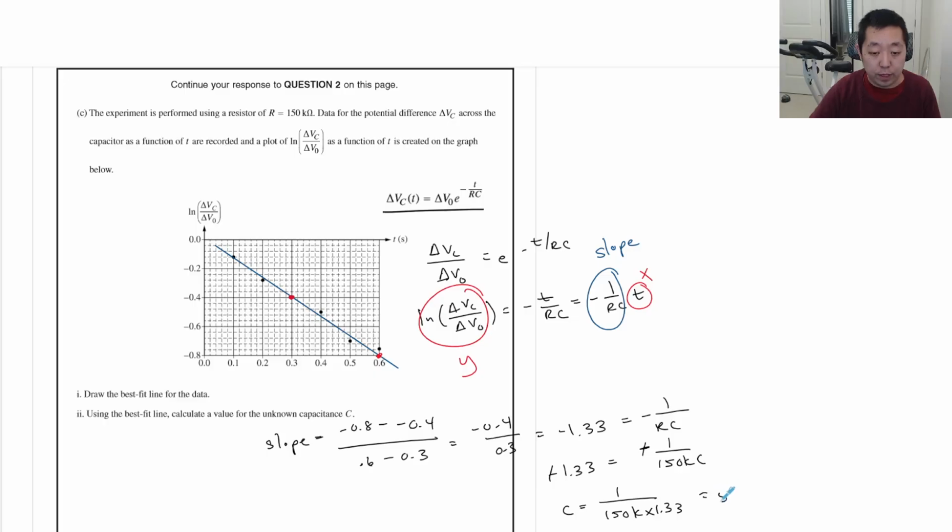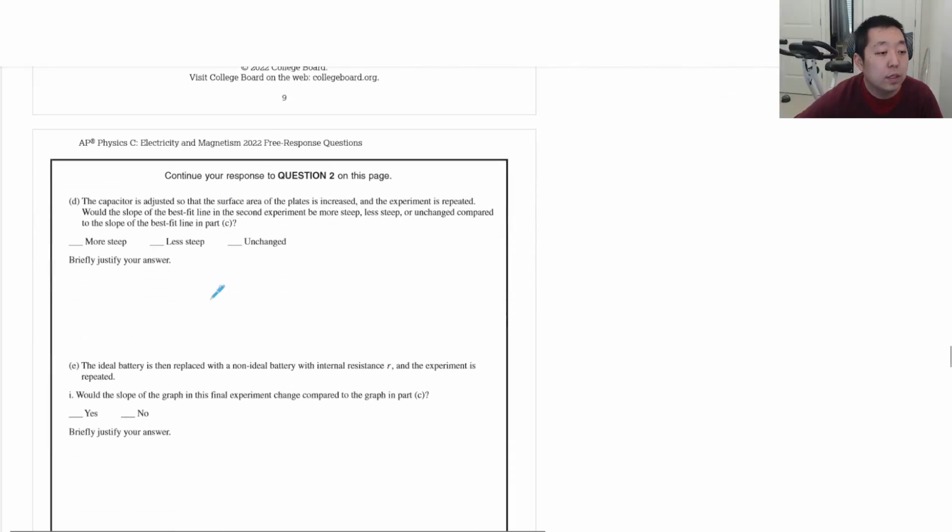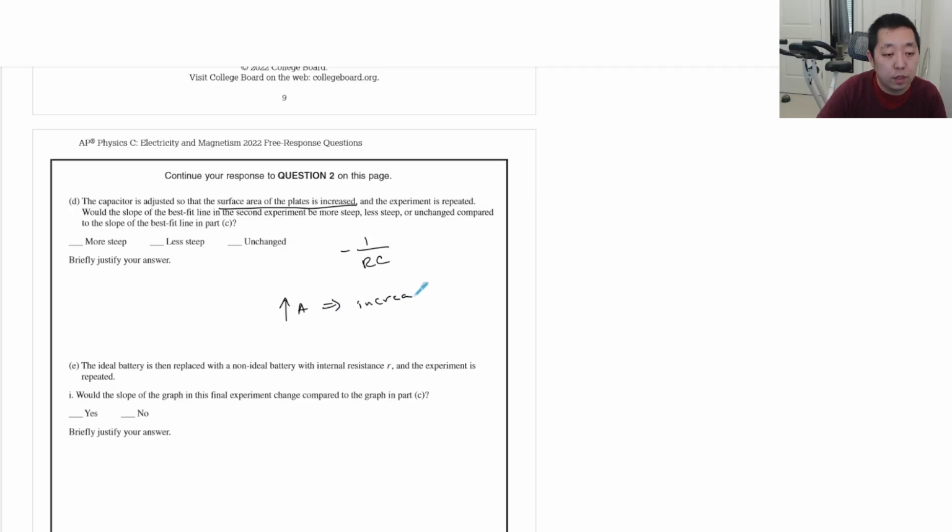That's about 5 microfarads, or 5 times 10 to the minus 6 farads. The capacitor is adjusted so the surface area of the plates is increased and the experiment is repeated. Would the slope of the best fit line of the second experiment be more steep or less steep? Well, the slope is negative 1 over RC. And if you increase the surface area, so increasing A results in an increasing C, which results in negative 1 over RC getting smaller, which means it's less steep.